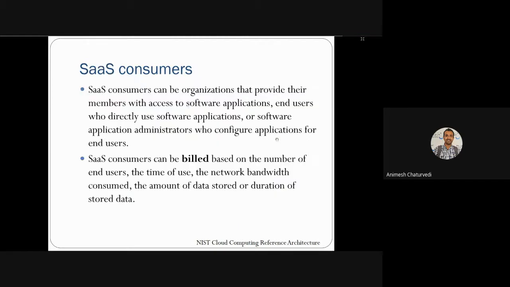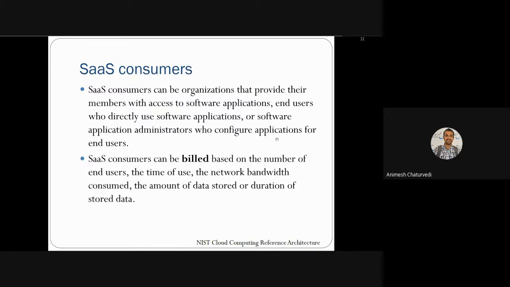Then the SaaS consumer; we'll discuss the SaaS consumer. The two points that we'll discuss are how the SaaS consumers are organized and how the SaaS consumers are billed. SaaS consumers are organized such that there is a particular member with some software applications. They directly use the software application, or they have the administration and configuration of that software application online for the end user. So there are two types of software as a service consumer. First, you directly use Facebook or some software as a service application. Second, you configure some of the application and make it usable to other end users.